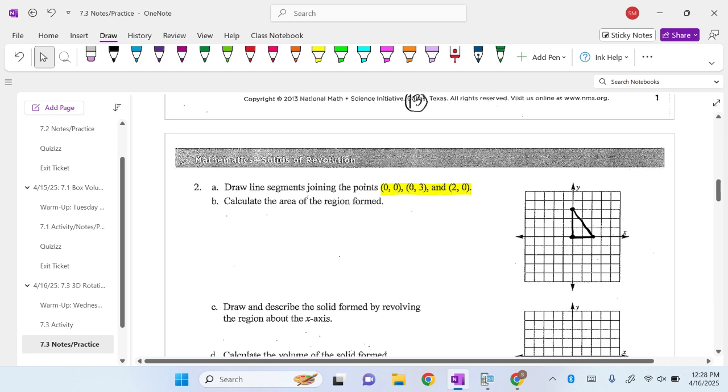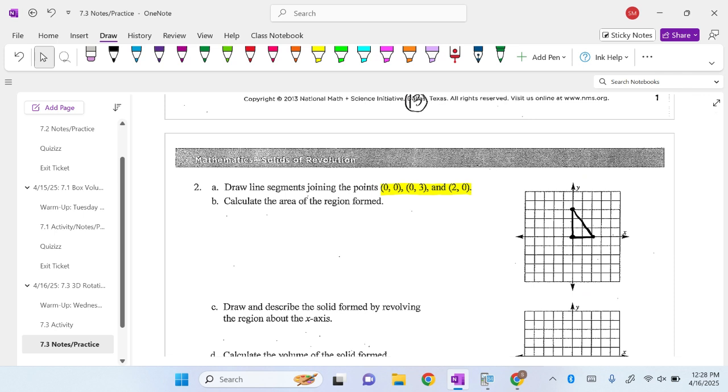All right, we got the points plotted. So this forms what type of triangle? It's a right triangle, and it's obviously a right triangle because two of our legs are on either the y or the x-axis. And we know the x and y axis is perpendicular.